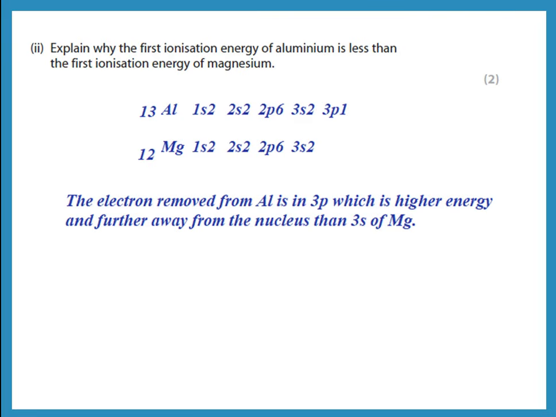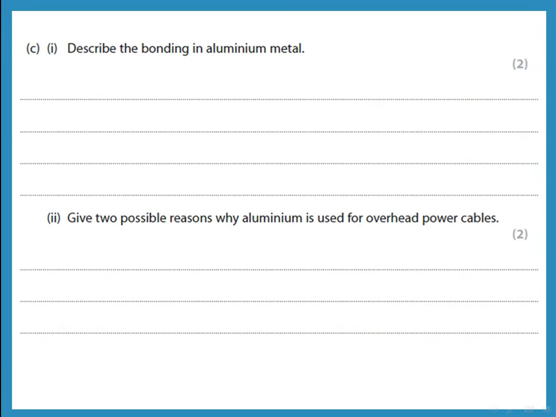So the basic difference between aluminium and magnesium is that the electron in aluminium is in a 3p, which is higher energy, further away from the nucleus, less strongly attracted to the nucleus, so easier to remove, needs less energy to be removed. Okay?